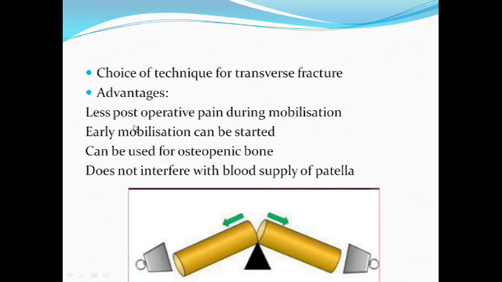So what are the advantages of this TBW? There is less post-operative pain during mobilization. Early mobilization: you can ask the patient to quickly start their range of motion of the knee, and they can start bearing weight. It can be used for osteopenic bone, and does not interfere with the blood supply of the patella. So these are the things you need to know about TBW. You may be asked during your exam when implants are given to you. So this is the most favorite thing and an easy thing, rather, I would say. Many times you are asked questions about TBW.